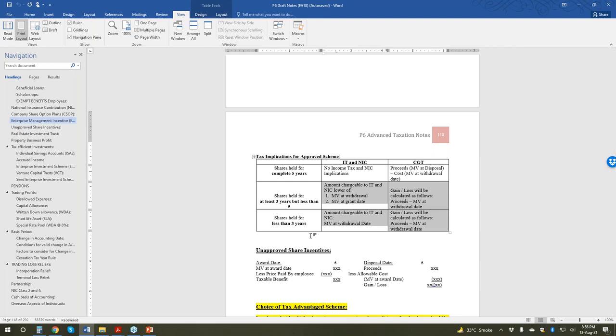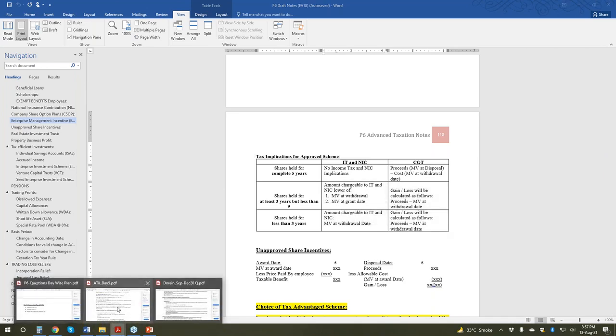So I will just tell them that because the employees will keep the shares for 5 years, there will be no income tax and NIC on that. And because they are disposing of the shares on the same day on which they are withdrawing them, there will be no CGT as well. So I hope that I have answered your questions as well as the requirements.